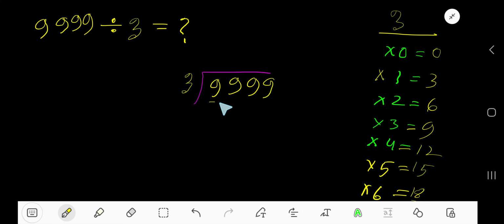3 goes into this 9 how many times? 3 goes into 9 3 times, right? 3 times 3 is 9. Subtract, 0. Bring down this 9. 0, 9 means 9. 3 goes into 9 how many times? 3 times. 3 times 3 is 9.